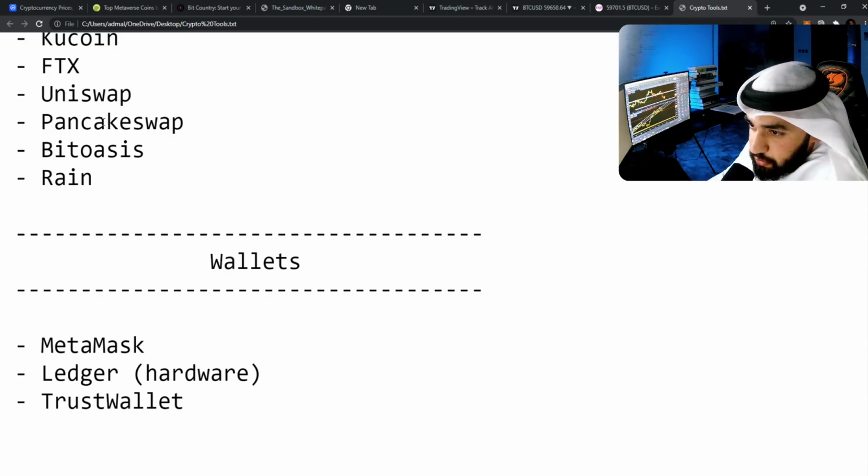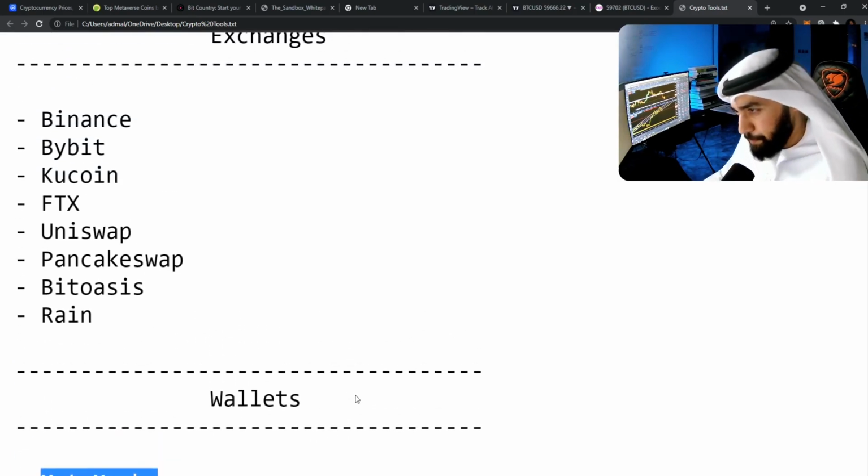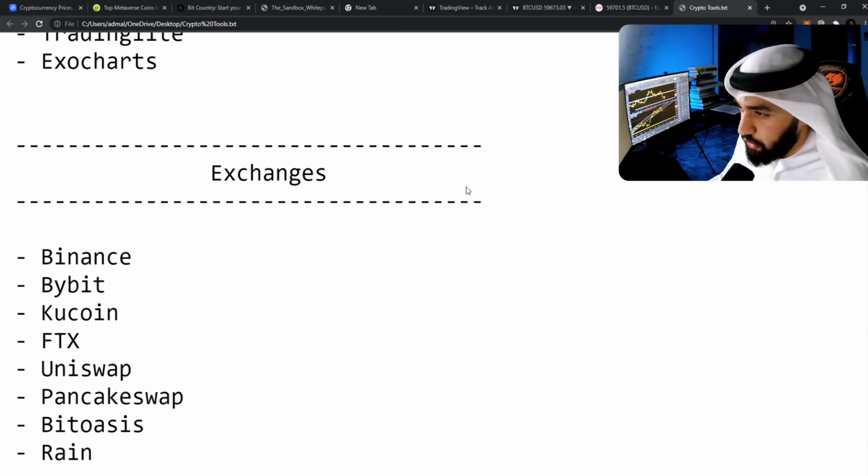You can use it with PancakeSwap and Uniswap, because they're both related to Binance Smart Chain and so on. Then you have Trust Wallet and many other wallets. What I use personally are these two over here: MetaMask and Ledger hardware.